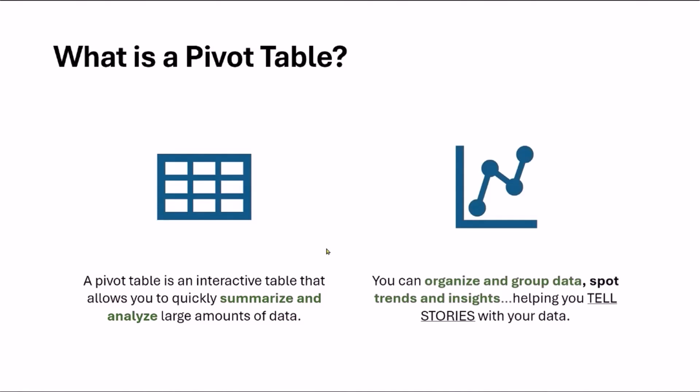Ultimately, once it becomes a pivot table, you can organize and group data. You can start to see these trends because you see these cross-reference relationships between them, and ultimately tell stories around your data. Because otherwise, when we get this flat data that's taken in from another external source, we can't really tell stories around it, but pivot tables allow us to do it.